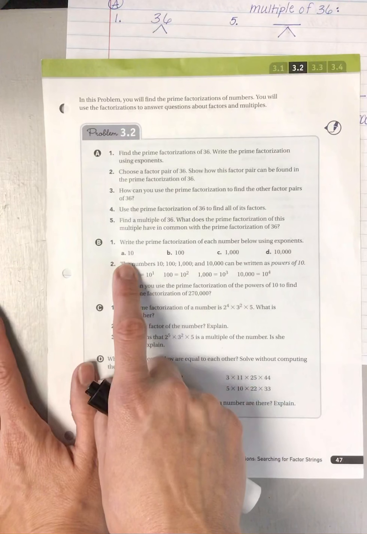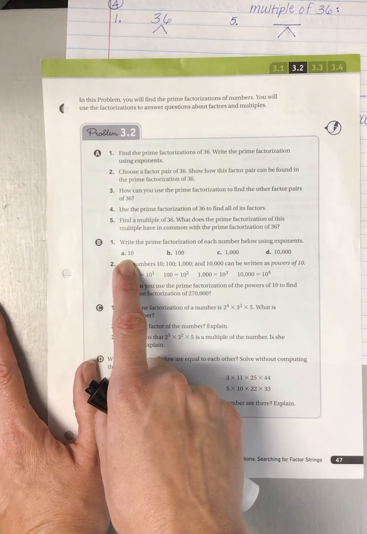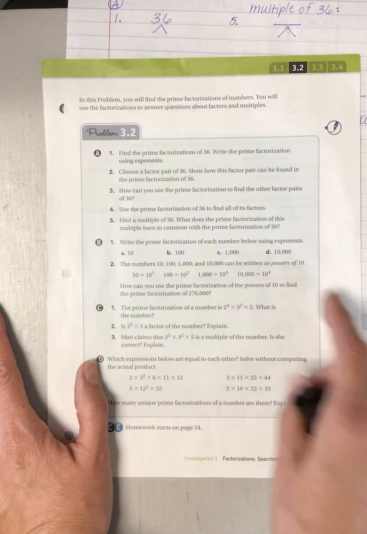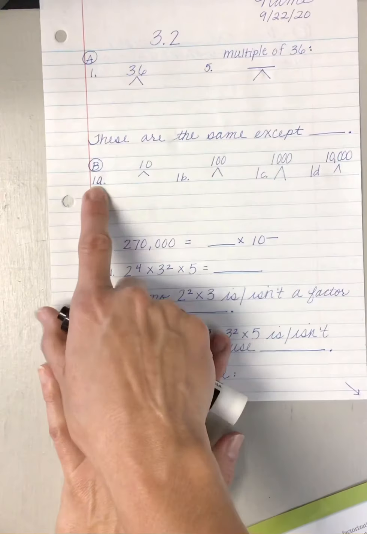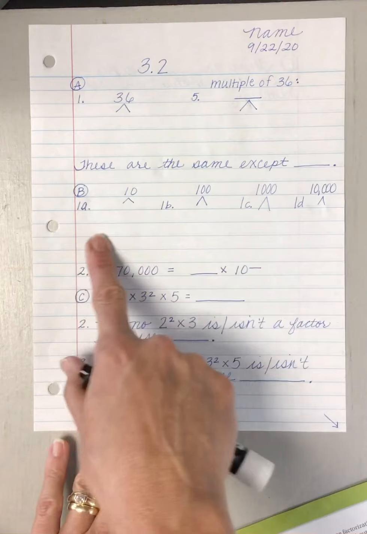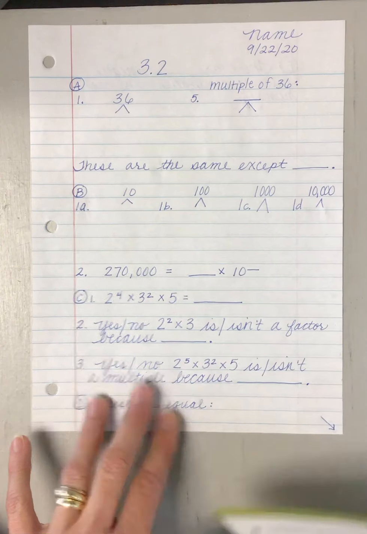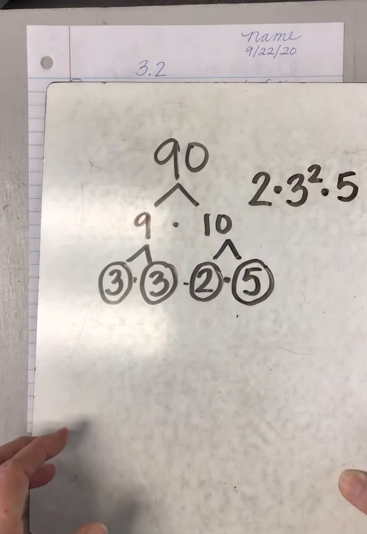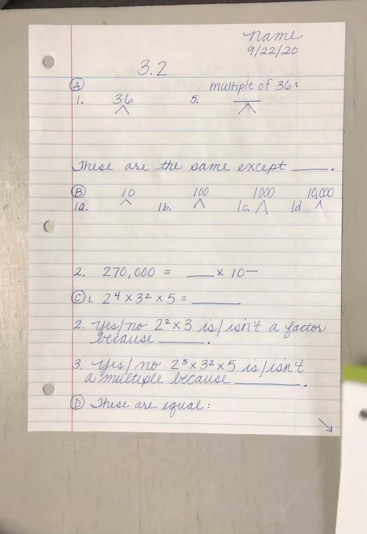Okay, B. B wants you to find the prime factorization of 10, 100, 1,000, and 10,000. So for B, 1A, I've written 10, 100, 1,000, and 10,000, and then left myself space to work the problems in this manner. Doing the same thing again.